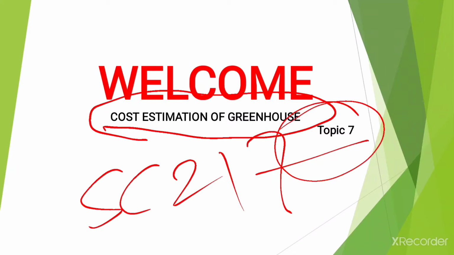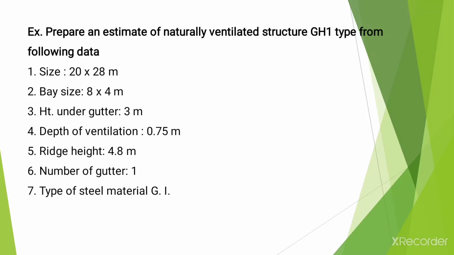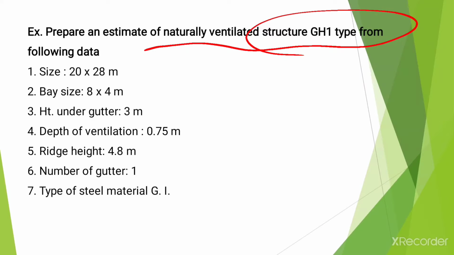Here an example is given: prepare an estimate of a naturally ventilated structure of GH1 type from the following data. GH1 type, that is greenhouse 1 type, is naturally ventilated. It is accepted by Maharashtra. According to that classification, there are 3 types: GH1, GH2 and GH3. GH1 is naturally ventilated, GH2 is partially controlled, and GH3 is fully automatic.